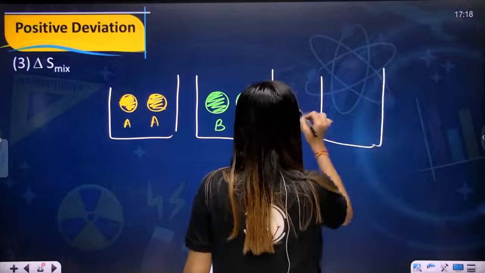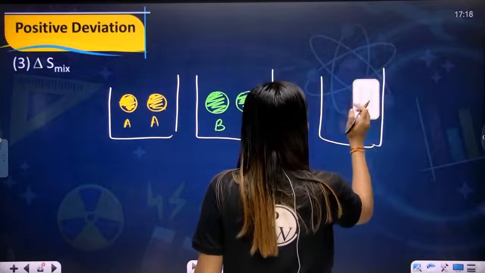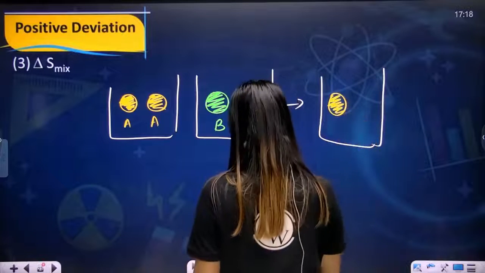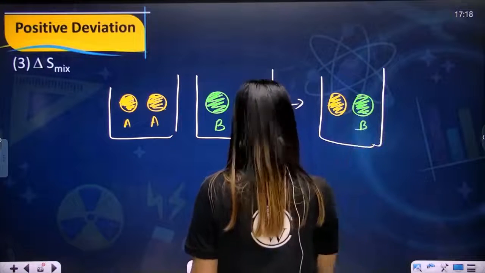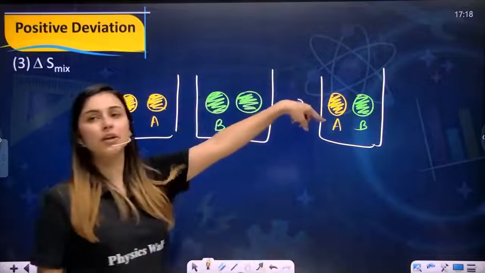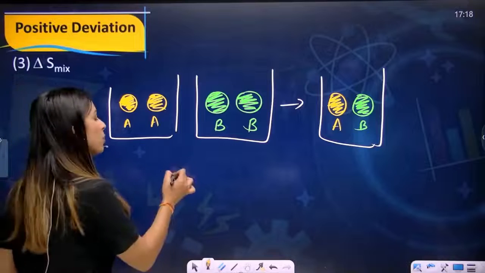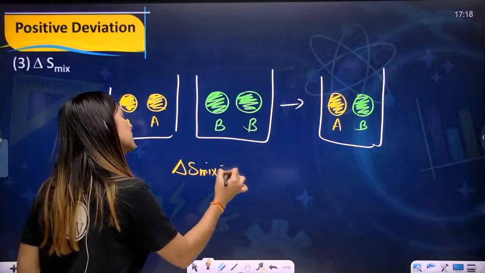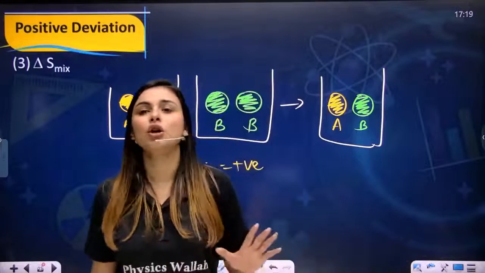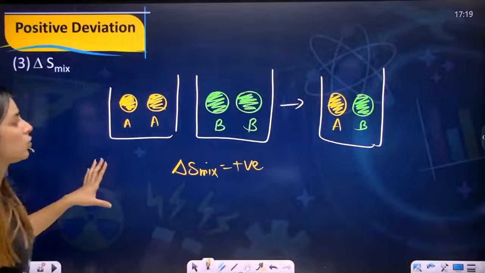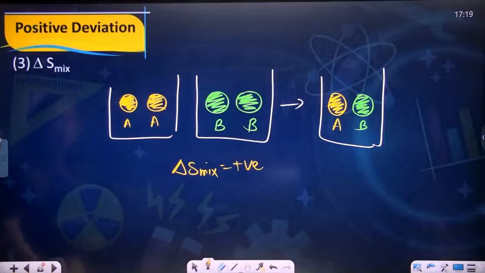But if you talk about the solution, then you will have one yellow ball for A and one green ball for B. Right? Yes. So here you have randomness, and that is the reason the entropy change, delta S mixing, will always be positive. So in a solution there is randomness, in a pure solute or solvent there is no randomness. I hope this is clear. There is no issue. Can we move forward? Let's move forward, my dear students.